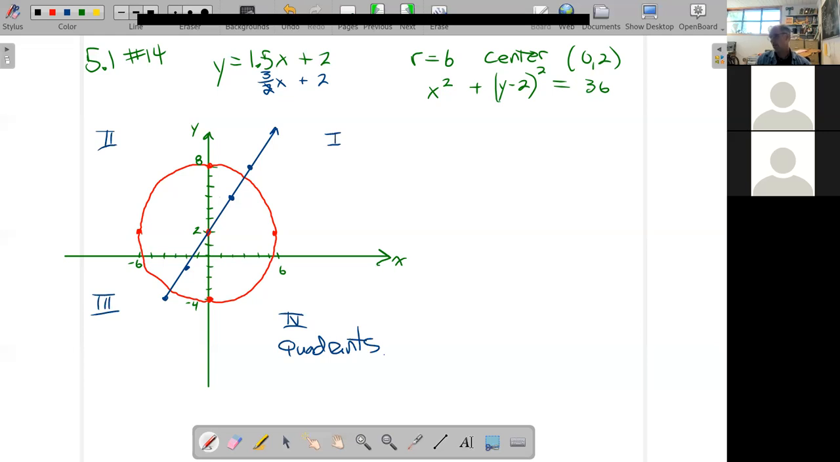All right, so I need to solve this right here. That means I have to take these two equations and put them together. The line tells me that y is equal to 1.5x plus 2. So that means over here in this equation, I can just replace y with 1.5x plus 2. So let's do it. Solve by substitution.